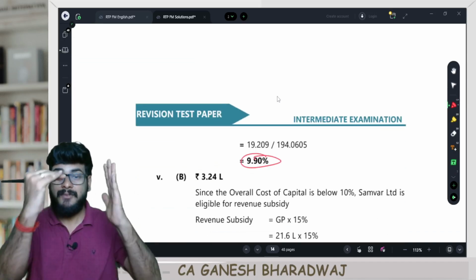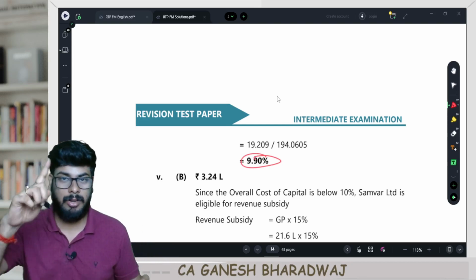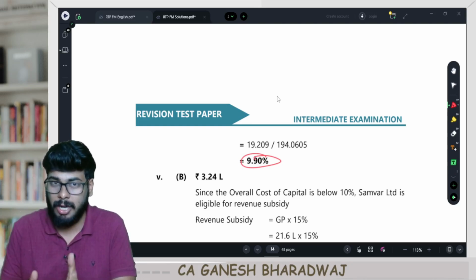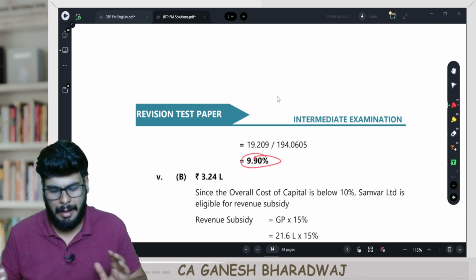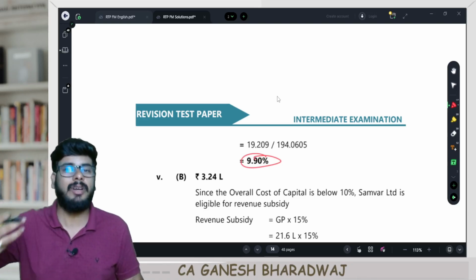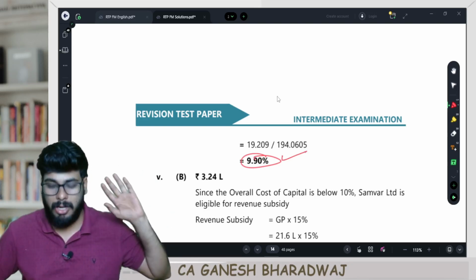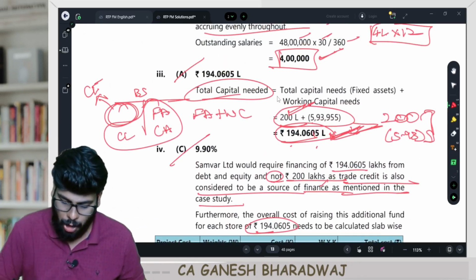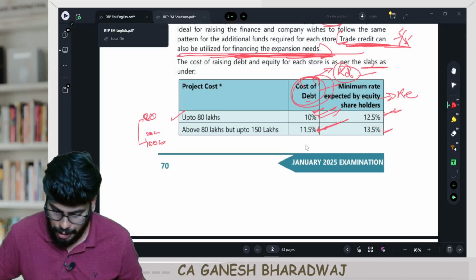Are you clear with this? When slab rates are given, this is how you compute. In our regular lectures, we have done one question similar to this, but not in the same context. We did that for marginal cost of capital, weighted marginal cost of capital. But anyway, the way in which you calculate is the same. Your overall cost of capital is going to be 9.9%. Are you clear with this? The option is going to be option number C. Fine, guys.